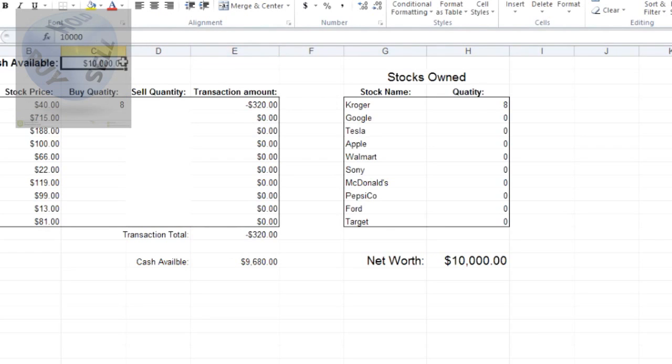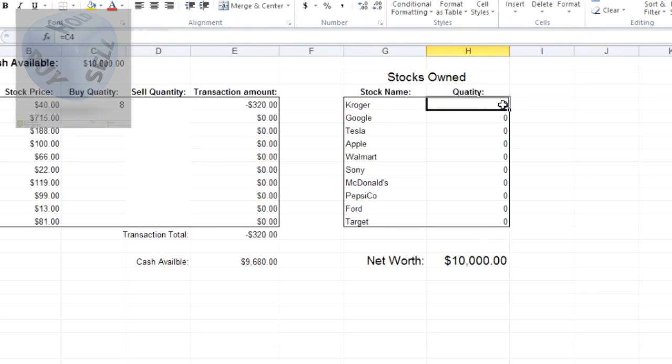Again, I have $10,000 to start with. Up here is always how much money you're starting with, and then down here it says how much is cash available. So I started with $10,000. I spent $320, so that gives me $9,680 left.